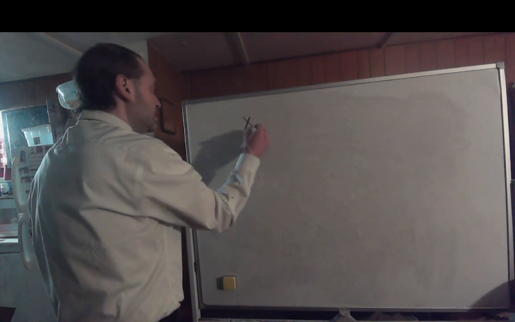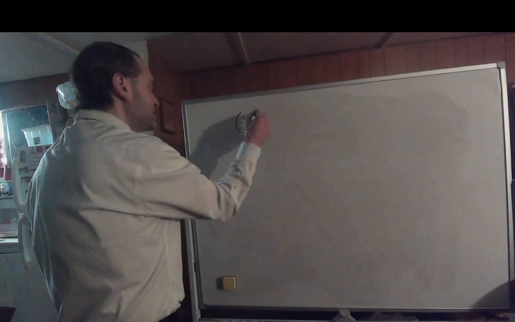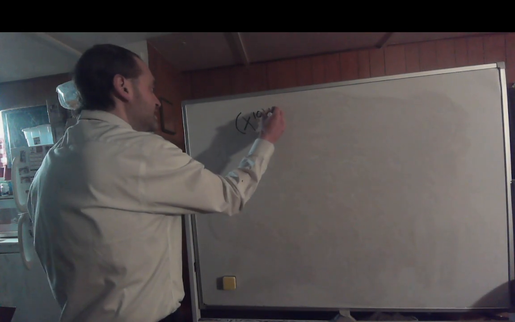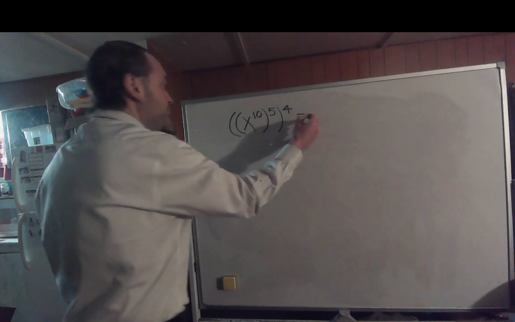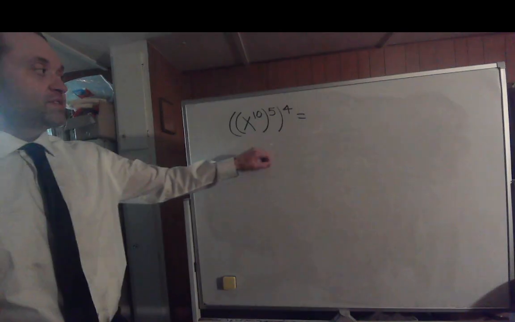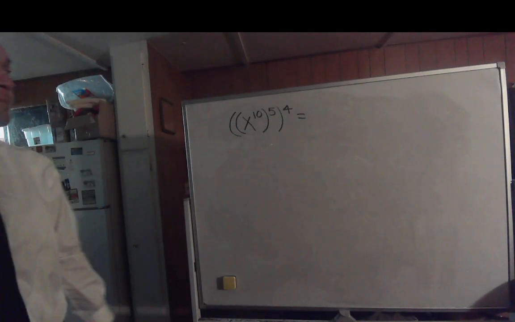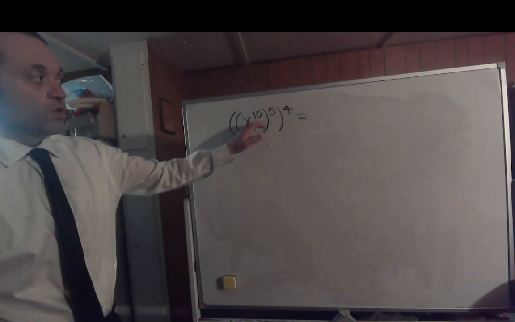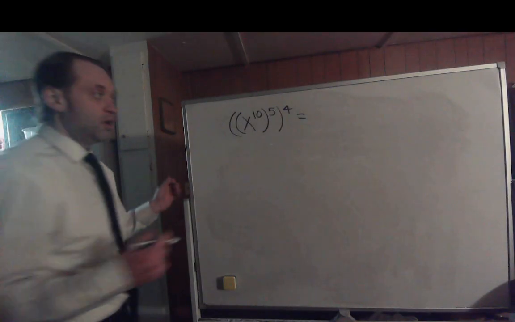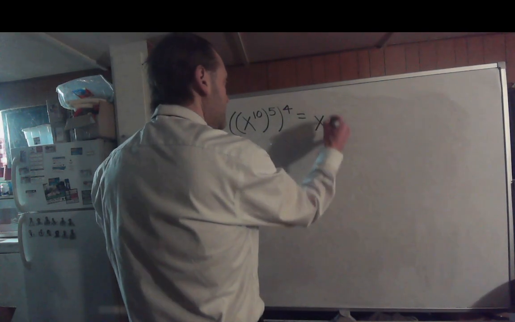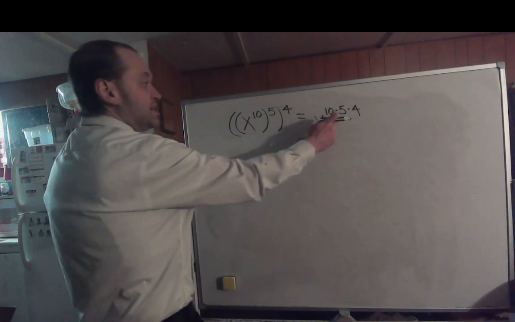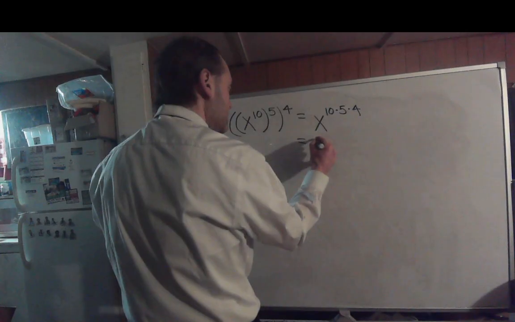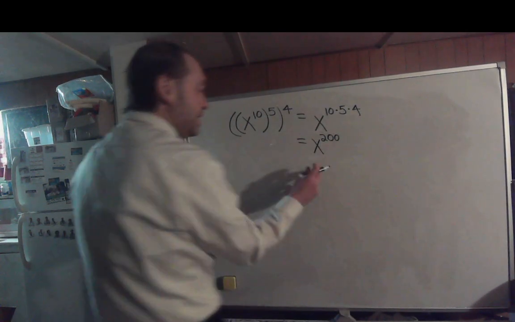One more example ought to suffice. Let's do it with a variable. Let's say we have x to the 10th raised to the 5th power, and that raised to the 4th power. So we have x to the 10th to the 5th power to the 4th power. So you got the parentheses, you got the normal power to a power to a power. You're just going to multiply all the powers with that base. So you'll have x to the 10th times 5 times 4. Well, what is 10 times 5 times 4? That'd be 200. So this would give you x to the 200th power.